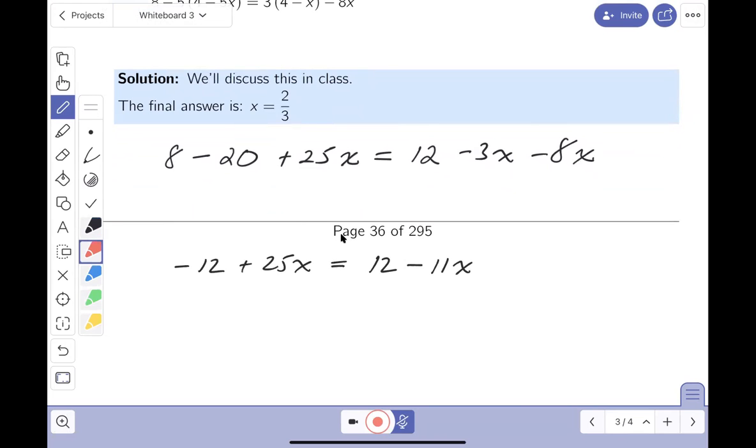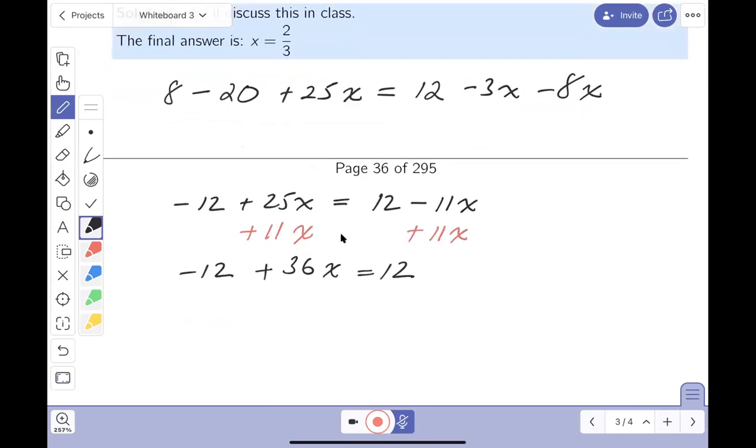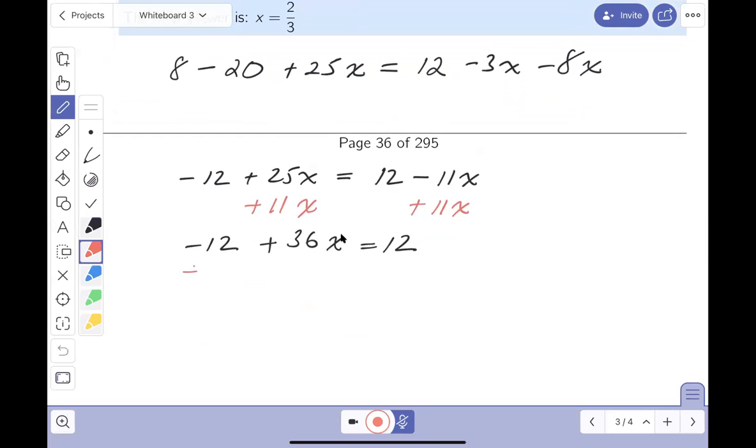Well, I want to concentrate on getting the x on one side. Now it's on 2 different sides. And the way I would accomplish that is by adding 11x to both sides. In time, you'll become much faster, but right now, let's take it slow. Minus 12 plus 36x equals 12. All right. So what are you going to do now? Well, I want to get the constant on the other side, and I'm going to do that by adding 12 to both sides.